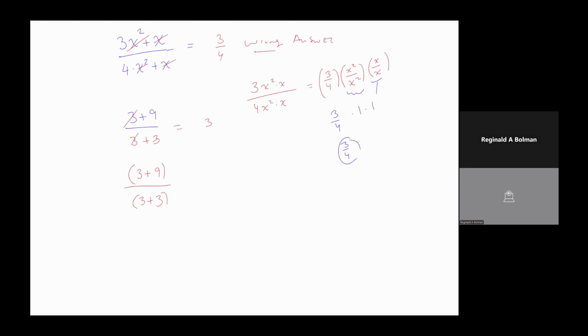And so really what you've got is 3 plus 9, or 12, divided by 3 plus 3, or 6. 12 divided by 6 gives you 2. So you don't just divide out terms that are on top of one another if those terms are separated by an addition symbol. Because what happens when you've got an addition symbol is you really can only break up your fraction into two fractions that have the same denominator.